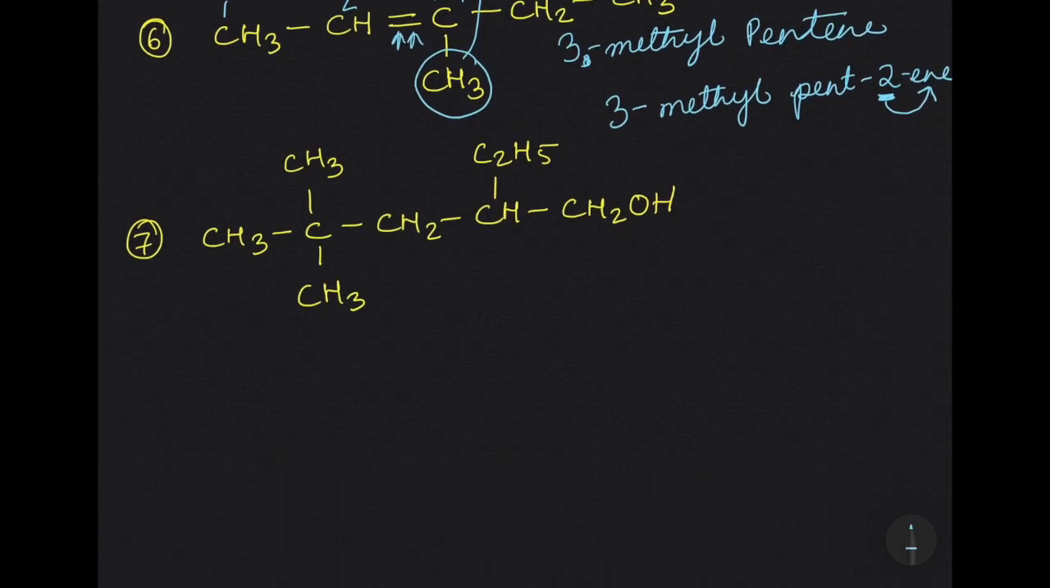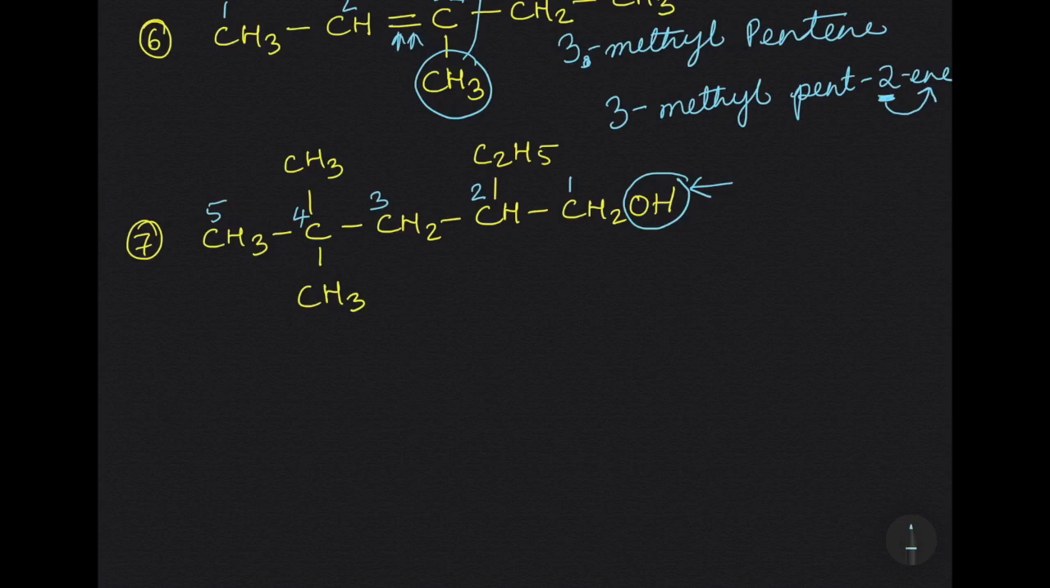Okay, now one last example I'm going to give you about the naming of an alcohol. Okay, now here we need to first number. Now you know that the alcohol is attached here, so this should get the least number. So we start numbering from this side: 1, 2, 3, 4 and 5. Okay, so 5 means what is the root word? Pent. Okay, it is an alcohol. Where is the alcohol attached? To the first carbon, dash 1 dash ol.